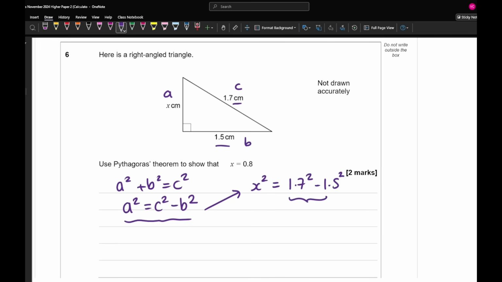If I enter all of this onto my calculator, I get an answer of 0.64, and then if I just simply square root that number, I get my answer of 0.8, which is what they wanted me to show.